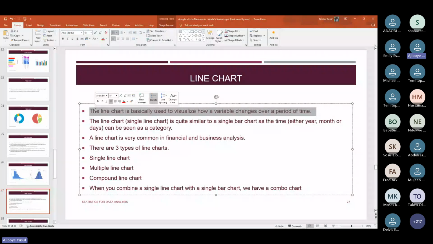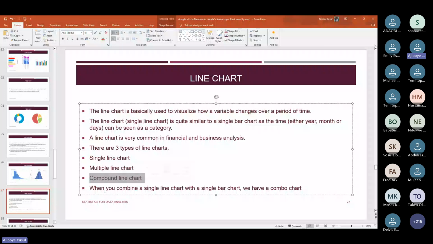You understand? Now, a single line chart is quite similar to a single bar chart, as time, like year, can be seen as a category. I've said this before. A line chart is very common in financial and business analysis. So we have three types of line chart: the single line chart, the multiple line chart, and the compound line chart. When you combine a single line chart with a single bar chart, we have what we call a combo chart. That's something else entirely; it's just when you combine your bar chart and your line chart.